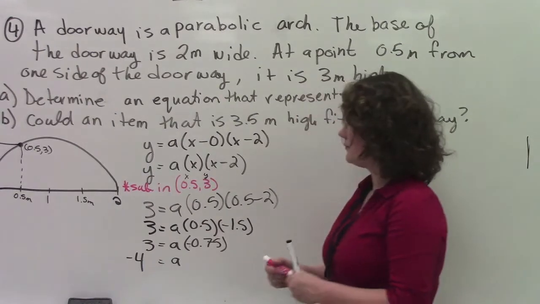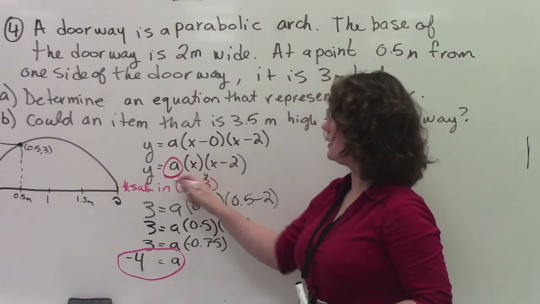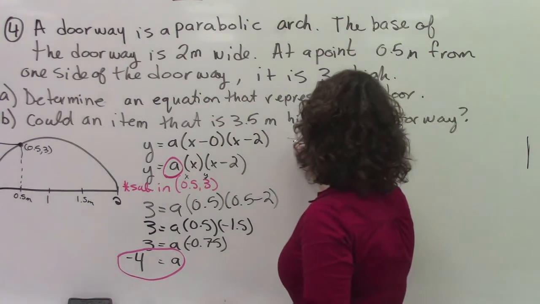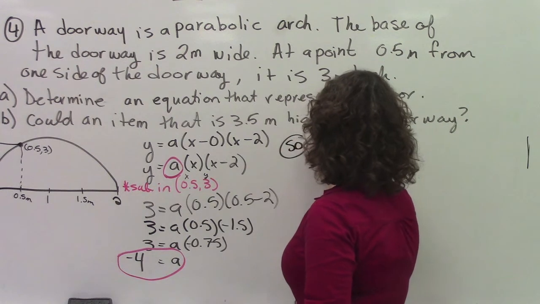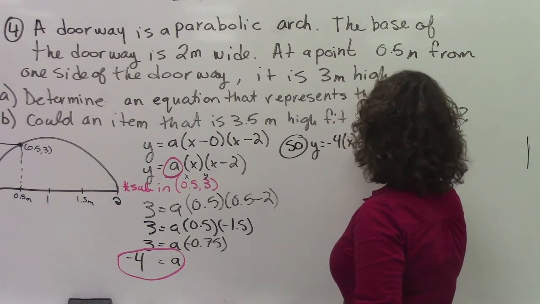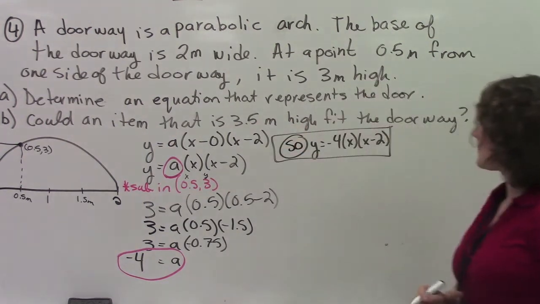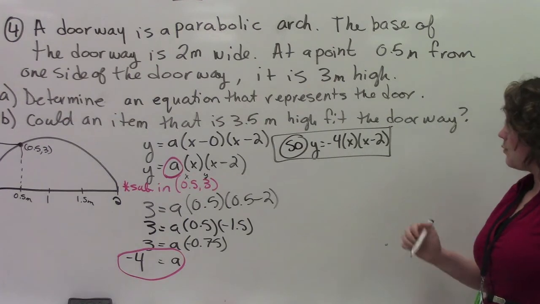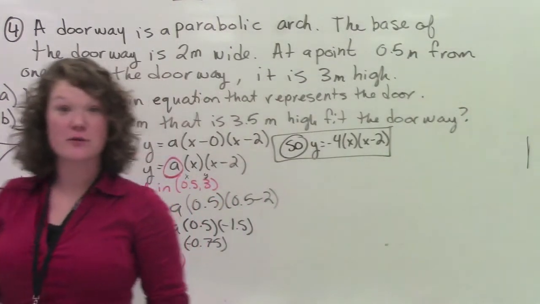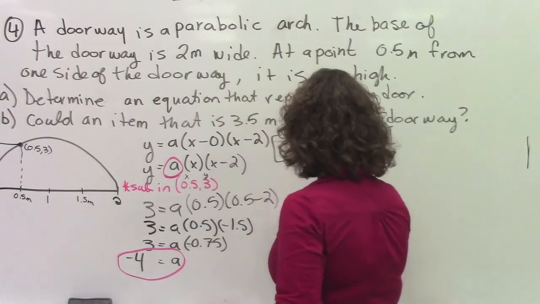So look, I can substitute my a in for here. So I'm going to have my equation almost right away. So y equals negative 4x times (x minus 2). And we're done. Why does this make sense? Well, it's opening down, right? So the coefficient we know has to be negative. Let's talk about part b.